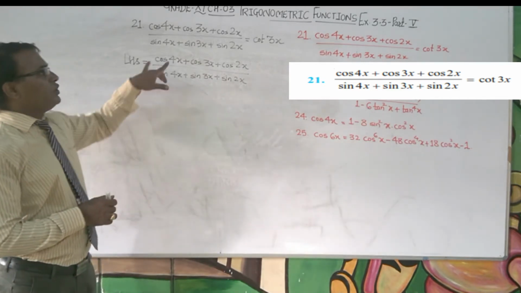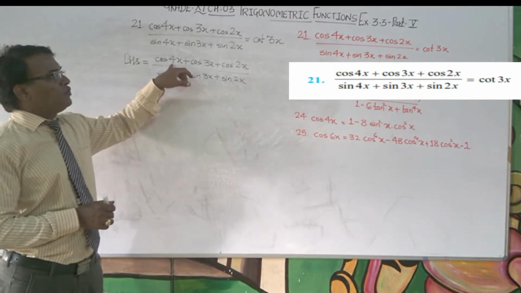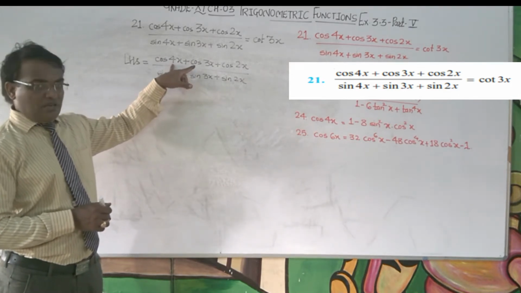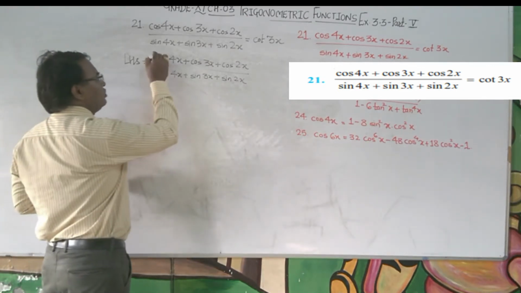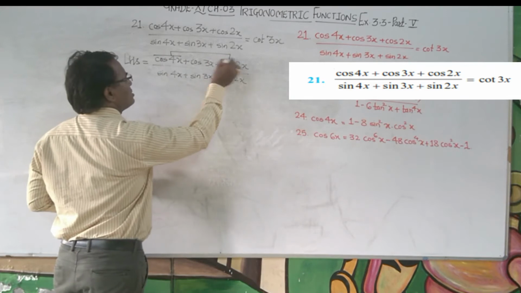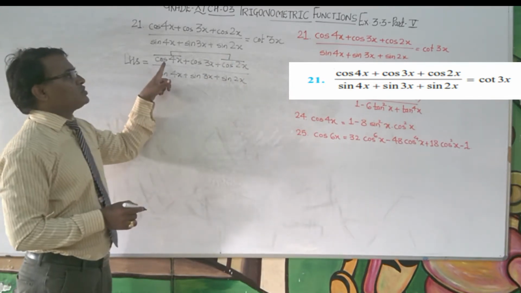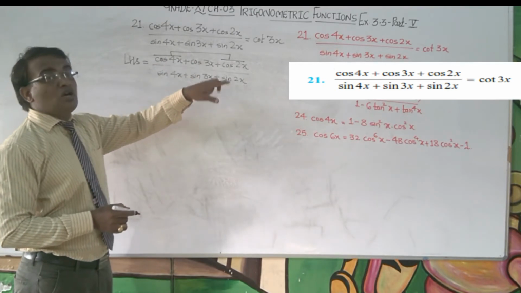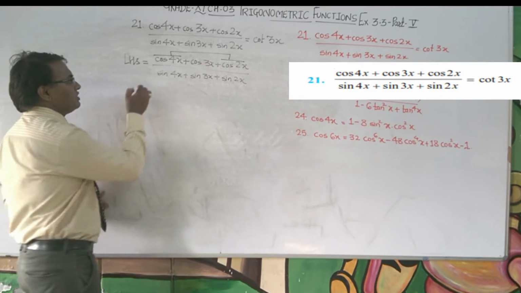We are going to use cos A plus cos B. But if we use 4x plus 3x, it will become 7x, and then 7x divided by 2. So instead of doing that, we will reassociate these two, that is cos 4x and cos 2x. So we'll get an even number, and even numbers are divisible by 2.